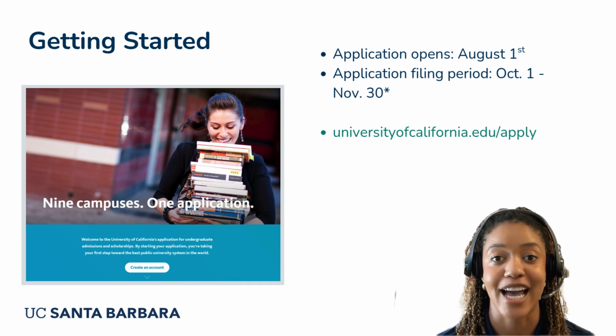When you're ready to apply, you may head to universityofcalifornia.edu/apply to create a UC application account. The UC application opens August 1st. However, you can only submit during the application filing period, which is from October 1st through November 30th.